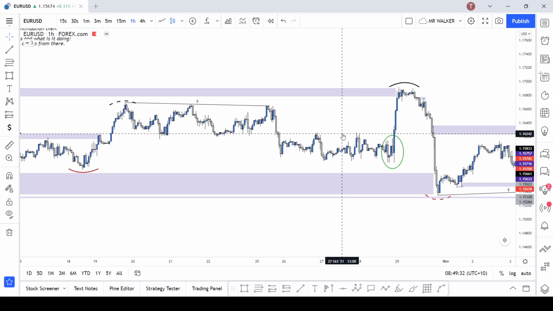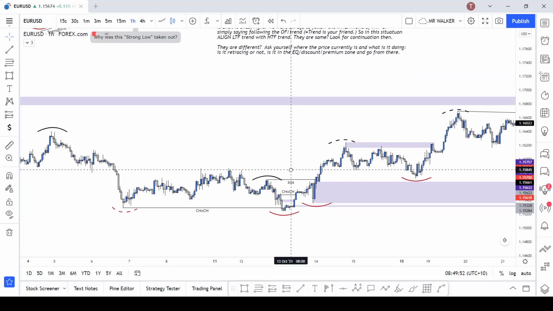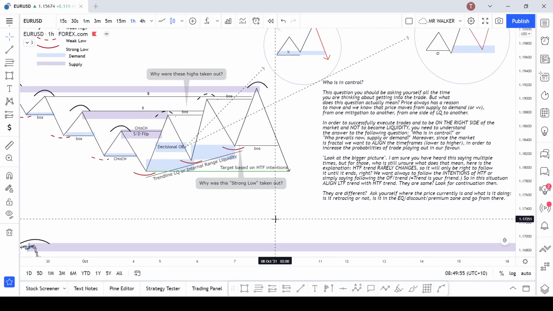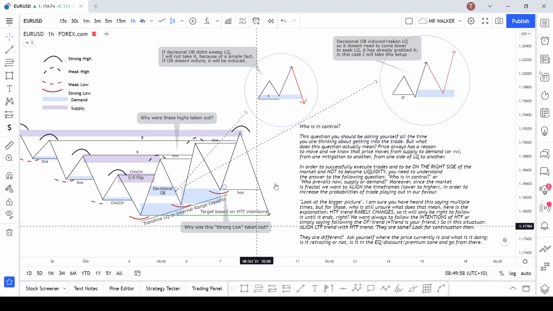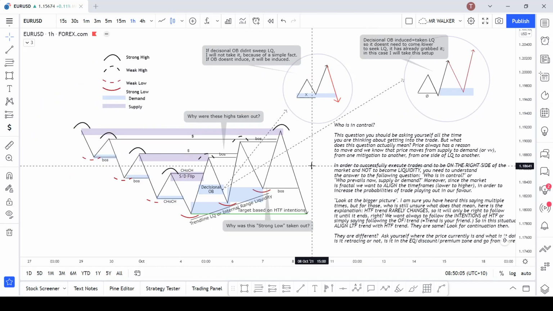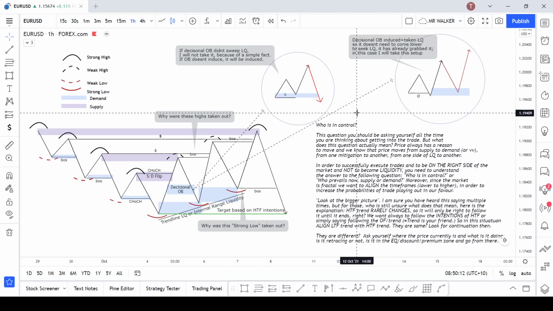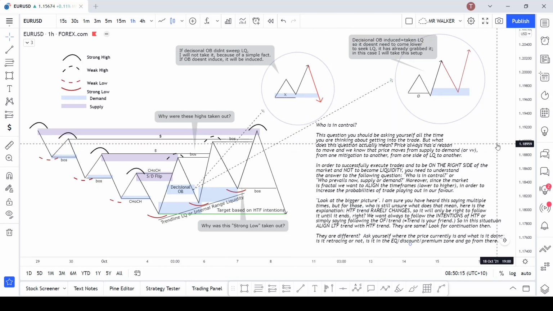So I hope the explanation about strong highs and lows, weak highs and lows is clear. If not, feel free to ask me about it in the community, or reach out to me on social media. But then I have drawn a little explanation about what has actually happened in this Euro USD pair, and I will send a picture of it in the community, so you don't need to make a screenshot of it.